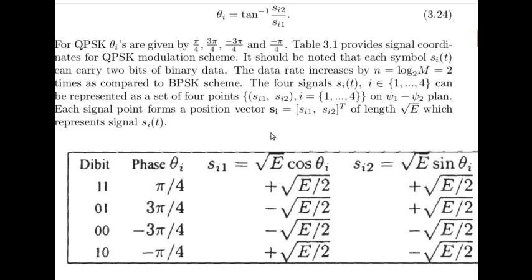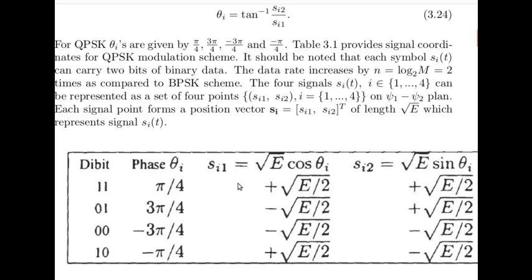If you closely observe this table, these four signals differ by the angle theta I. So phase theta I is pi by 4, 3 pi by 4, and so on. These are the four different phases, which are 45 degrees, then 135 degrees, and so on, and minus 3 pi by 4; you can check these in degrees. Now if you concentrate on the top row, the phase of the ith angle is represented, and in the next two columns we have the coordinate along psi1 and the coordinate along psi2, which are under root E cos of theta and under root E sine of theta. Now how do you write this? Let's see here.